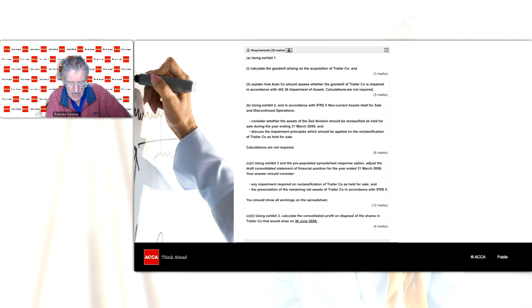Now, there's a couple of things I'd like you to be aware of. If I look at that requirement, there's A, B, and C. Requirement A says using Exhibit 1. Requirement B says using Exhibit 2, and requirement C1 says using Exhibit 3. And so you can have the confidence and the safety of not having to read Exhibit 2 and not having to use Exhibit 3 in order to answer Part A.